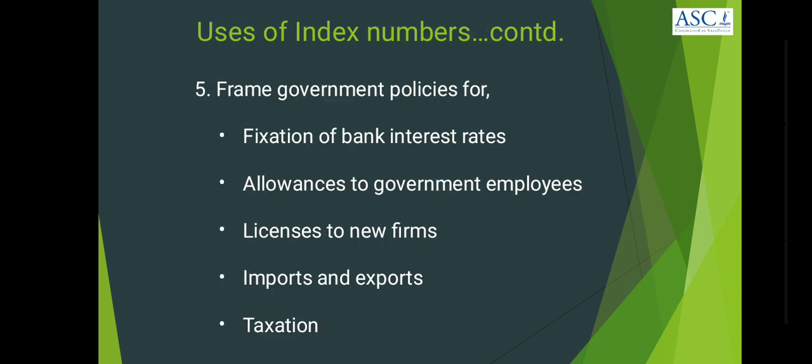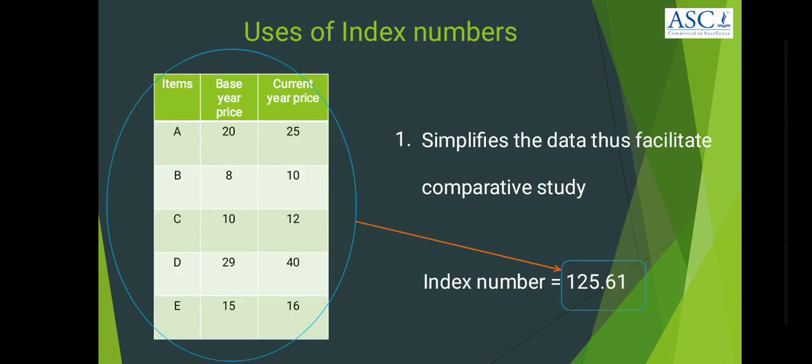Fifth and the last use is index numbers help governments to frame policies regarding fixation of bank interest rates, allowances to government employees, licenses to new firms, imports and exports, and taxation. Here is the first use of index number. It indicates index numbers simplify the data and thus facilitate comparative study.